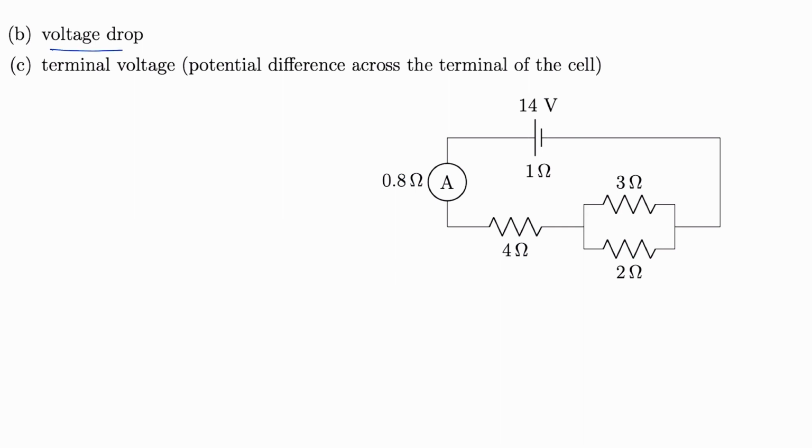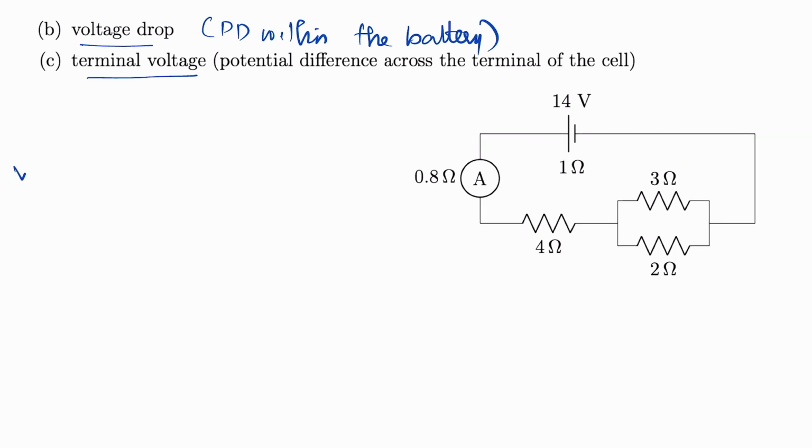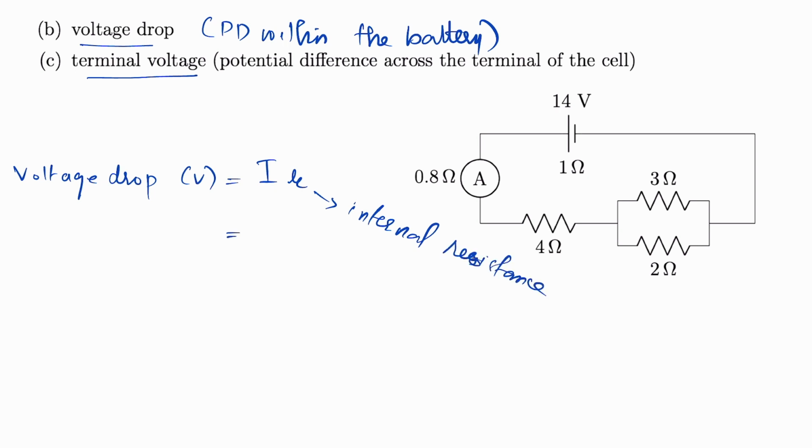Next we have to find voltage drop and terminal voltage. Voltage drop is the potential difference within the battery and terminal voltage is the potential difference across the terminals of the cell. So in order to calculate voltage drop, which we represent with small letter v, is equal to I into r. Small letter r is internal resistance, which is a resistance within the battery. We have already calculated I is equal to 2 ampere. So I will be 2 and r, the internal resistance within the battery, is 1, which is equal to 2 volt.